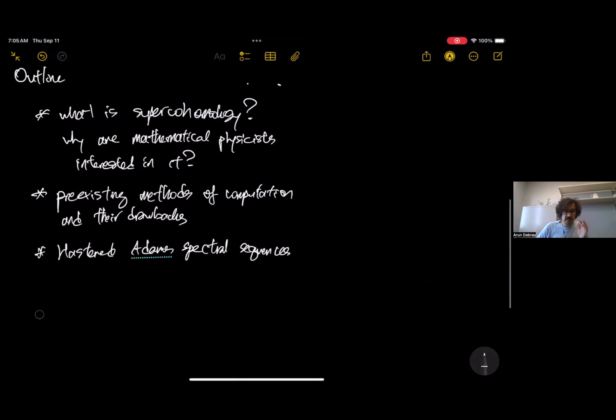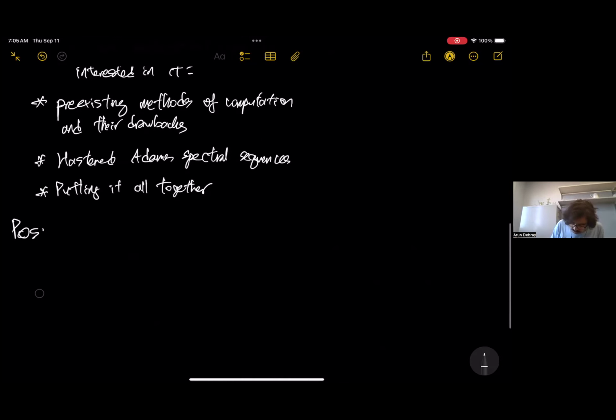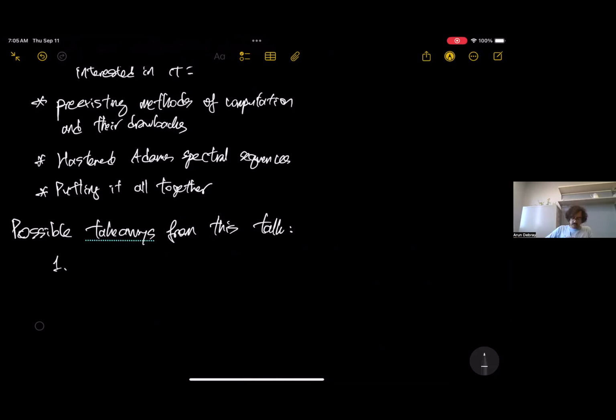I'll say something about the general formalism of Adams spectral sequences, which is due to, I believe, Behrens, Hill, Hopkins, Mahowald, and then Bruner and Rognes in their tmf book wrote up a really nice general account. And then putting it all together. And maybe I'll even say a word about the proof. Here are some possible takeaways from this talk, and there are different things that different subsets of the audience might find interesting.